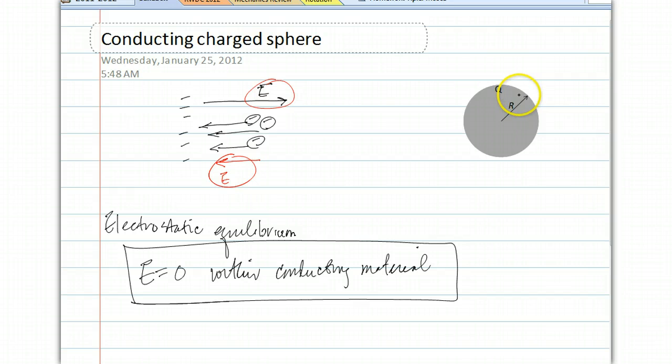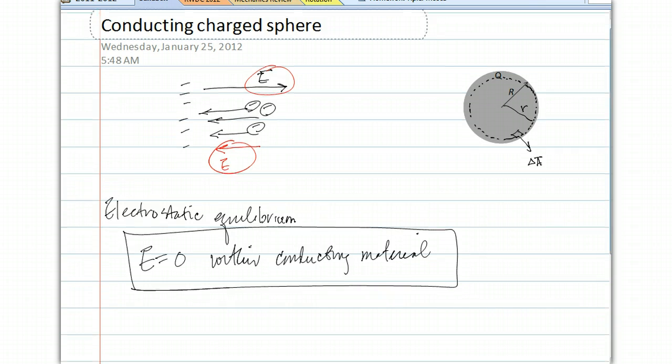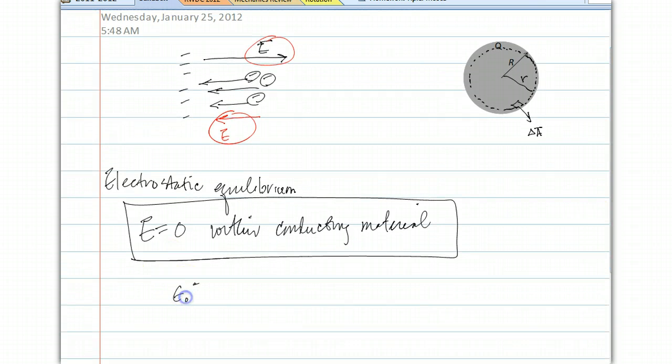And I'm going to use a Gaussian surface which is just slightly less than big R. Here's my Gaussian surface, and here's my infinitesimal area on the Gaussian surface. Here's the delta A as such. Now, keep in mind that since this Gaussian surface exists within the conducting material itself, the electric field on the Gaussian surface is equal to 0.